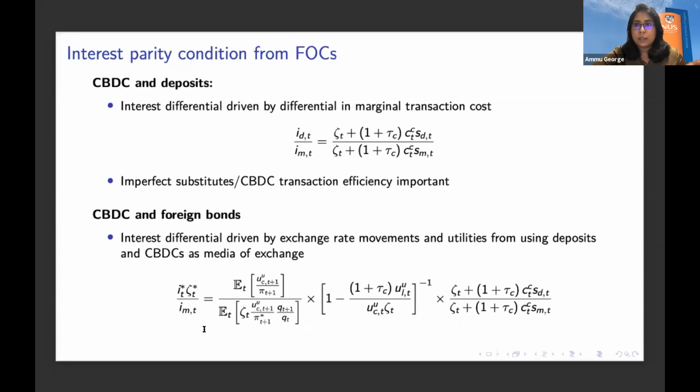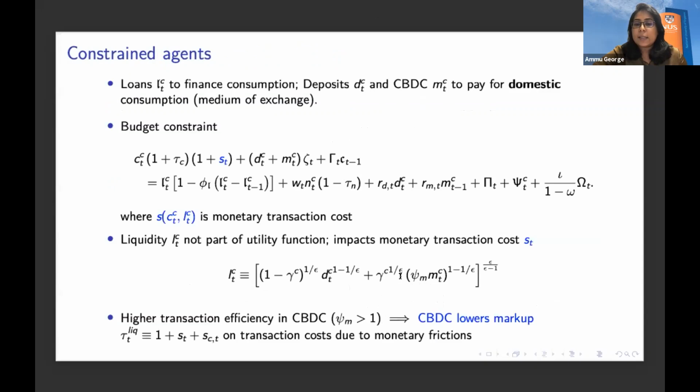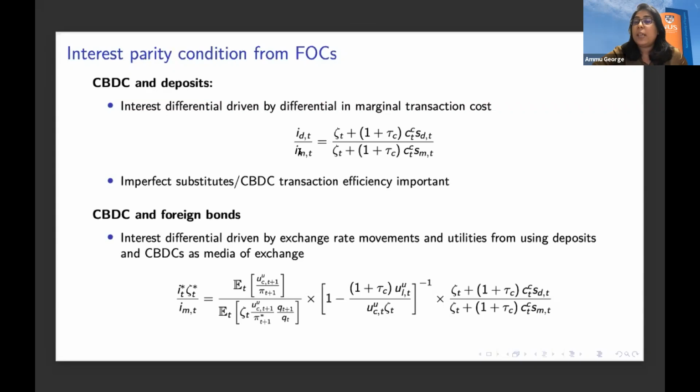Based on the first order conditions from both the constrained and unconstrained agents, we develop parity conditions between CBDC and other assets. Here we have the parity condition between CBDC and deposits. From here, we can see that the interest rate differential between the deposit rate and the CBDC rate is driven entirely by the marginal transaction cost associated with deposits and CBDC. If the marginal transaction costs are the same, then the CBDC rate would exactly mimic the deposit rate. So if the central bank wants to use the CBDC interest rate as an instrument and have autonomy over it, then the marginal transaction cost with respect to CBDC has to be different from that of deposits. Now, how do we make it different? That arises through the Xi coefficient and the elasticity. Both deposits and CBDC have to be imperfect substitutes for the CBDC interest rate to behave differently than the deposit rate.